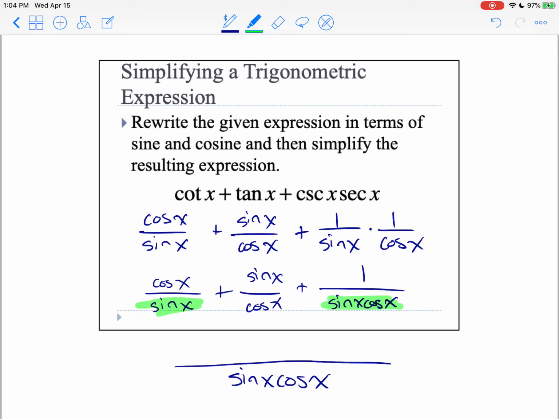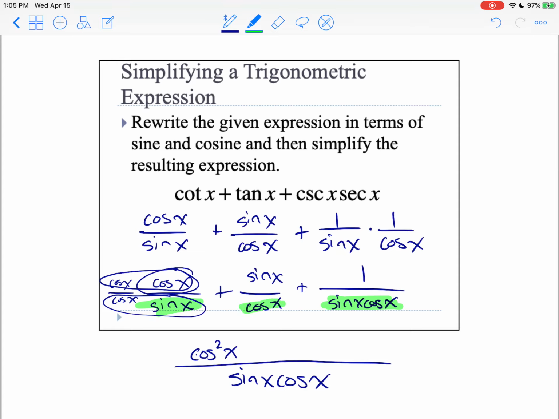Now, what would I have to multiply sine of x by to get the common denominator sine of x times cosine of x? Well, I'd have to multiply it by cosine of x, right? So that means I have to multiply the numerator by cosine of x as well, because I'm really multiplying by 1 to find this common denominator here. There's the common denominator, so I have to multiply cosine by a cosine, and that gives me cosine squared of x.